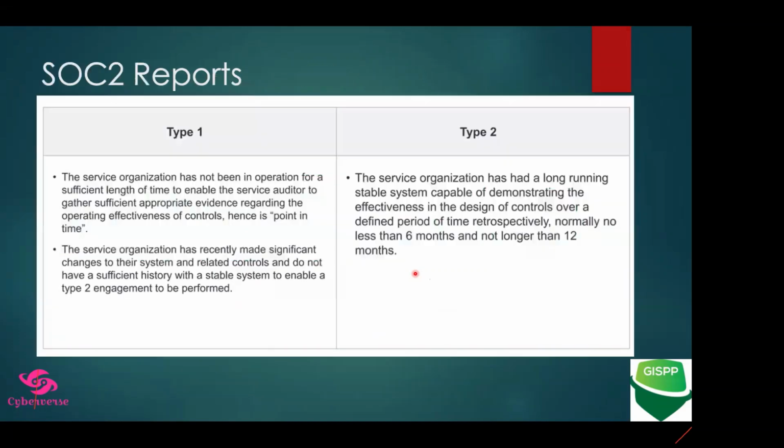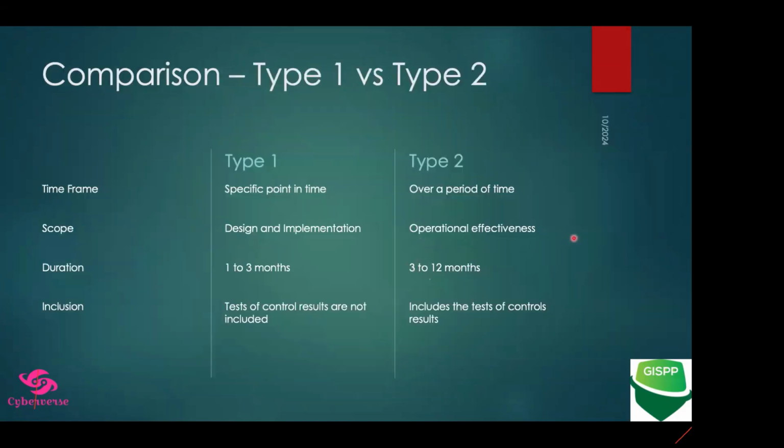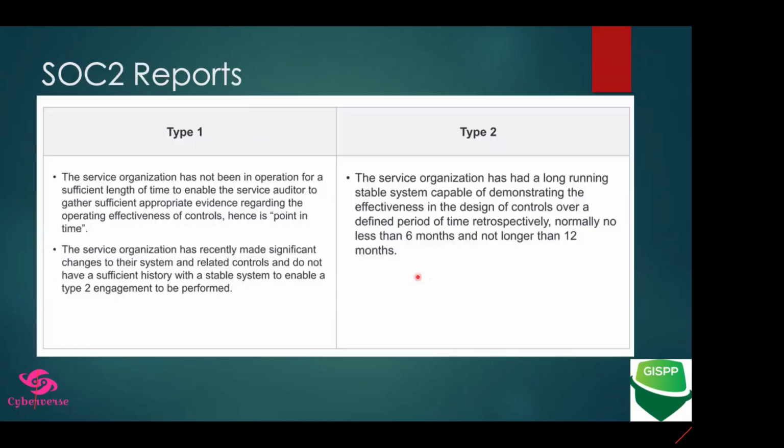So because here we focus on the operational effectiveness, it includes the test of your control results, and it can take anything between 3 to 12 months, again depending on the scope and the TSCs that you have chosen. So that's the difference we have between type 1 and type 2.